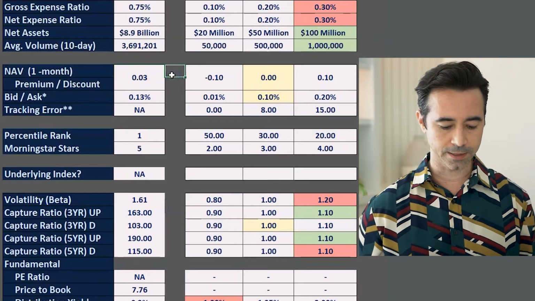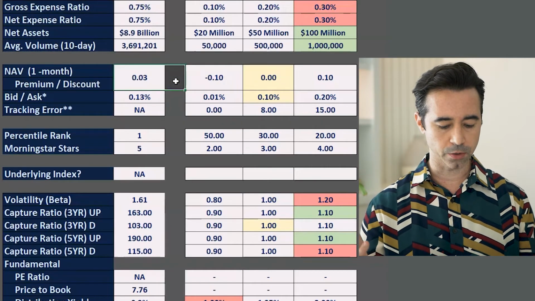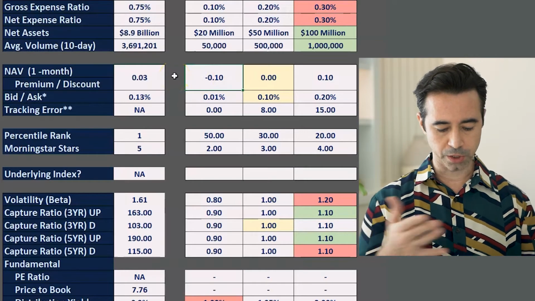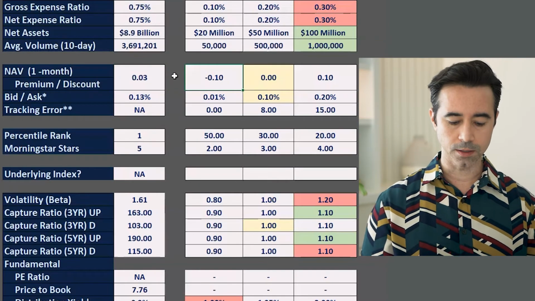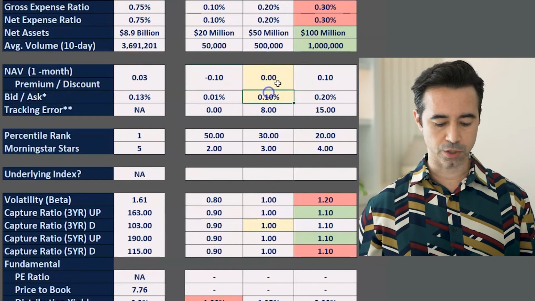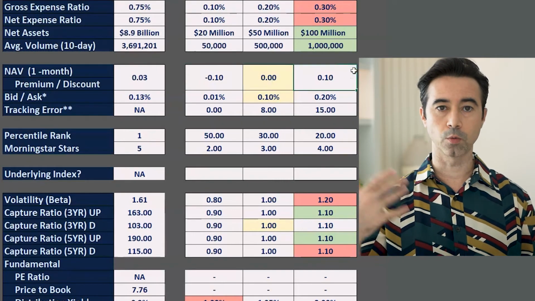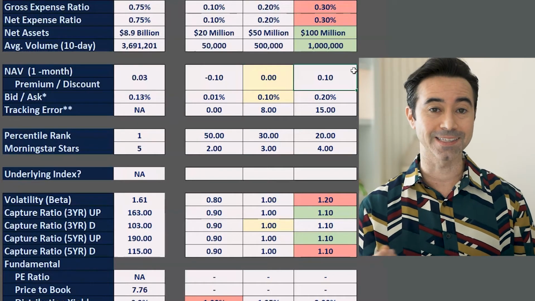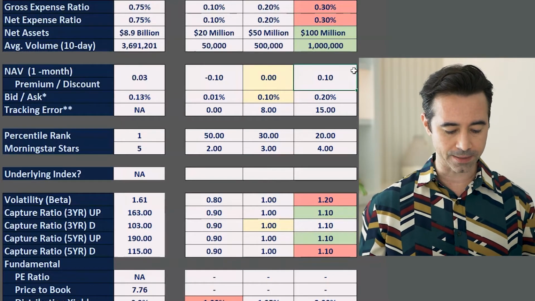So I like to take a look at that. 0.03 is totally good for ARK. A low one, which would be good, is negative 0.1. 0 is just normal, of course, and then 0.10 means that it's trading for more than the assets inside the ETF. So I don't like that.